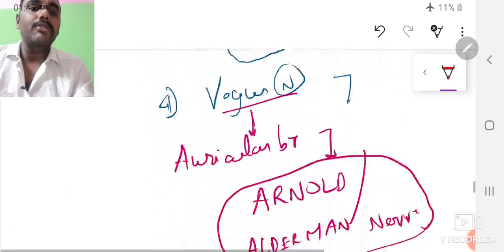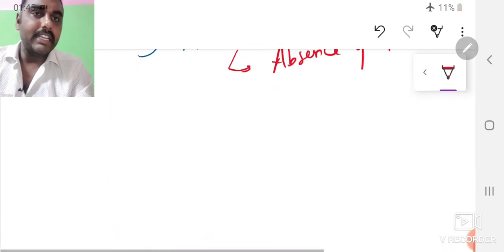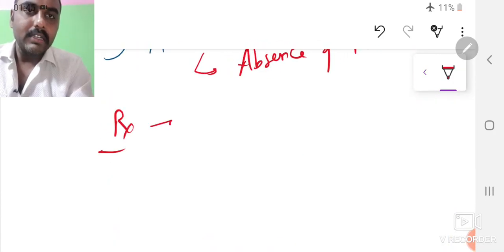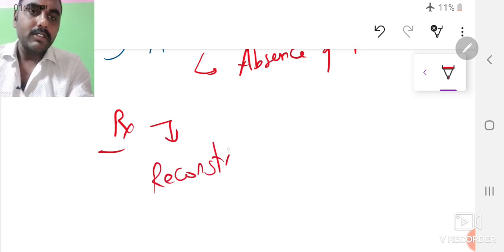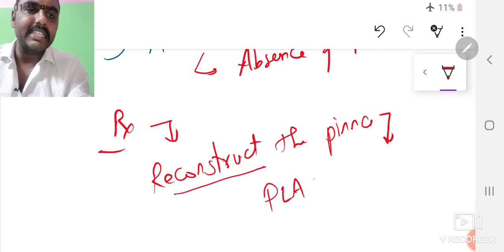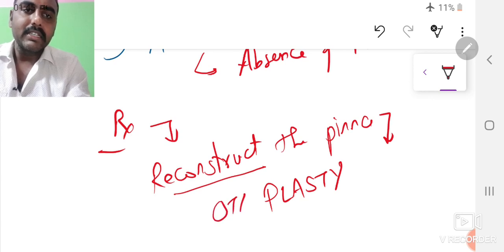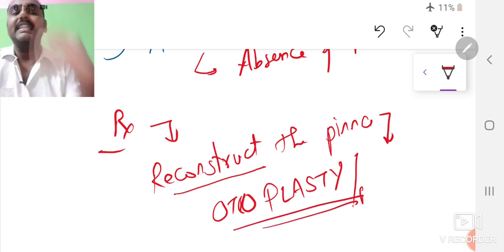So how will you treat this microtia or anotia? The treatment is, we want to reconstruct the ear, so we want to reconstruct the pinna. Any reconstruction is a plasty, so reconstruction of the pinna is called otoplasty, or otherwise it can also be called a pinnaplasty, whatever. So here we are reconstructing the pinna.